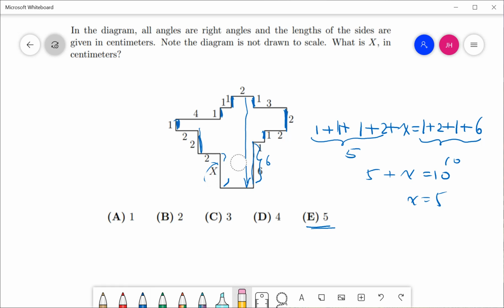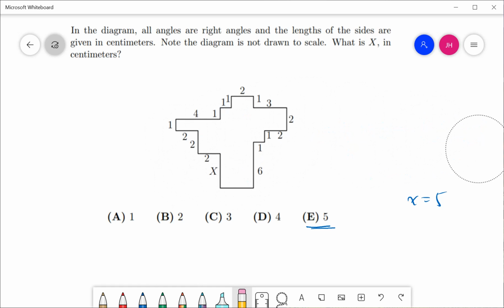So if we erase all the marks and look at this problem again, we also have an unknown here. We can also solve this. Let's say this is y, right? We can basically do the same trick. From here to here on the top, we have 4 plus 1 plus 2 and plus 3. That's the length from the very left to the very right.